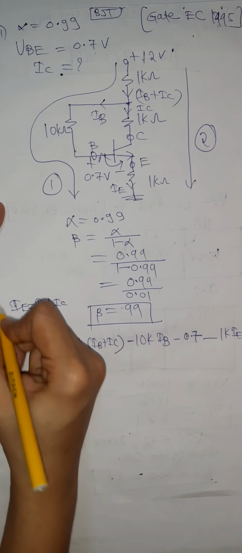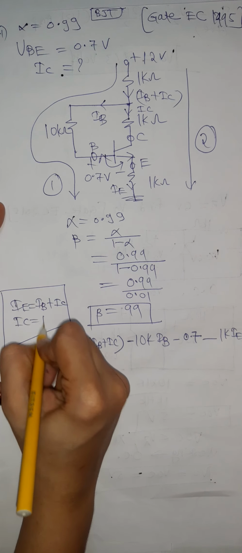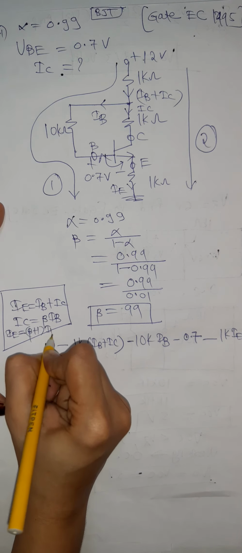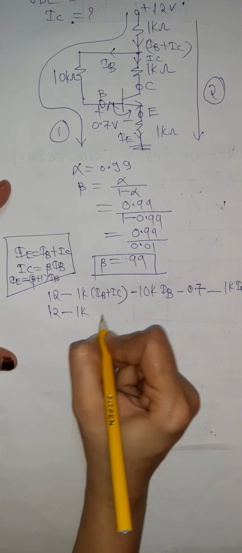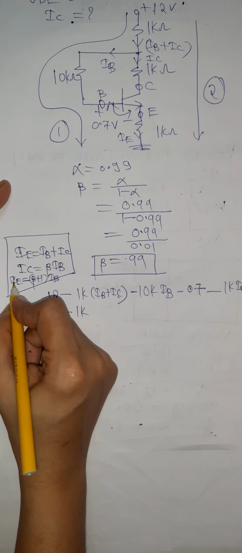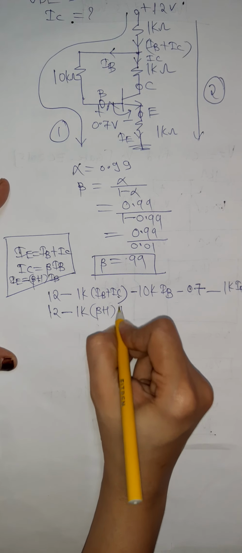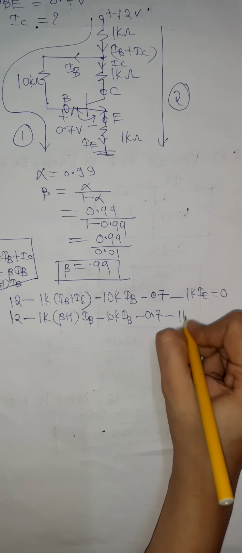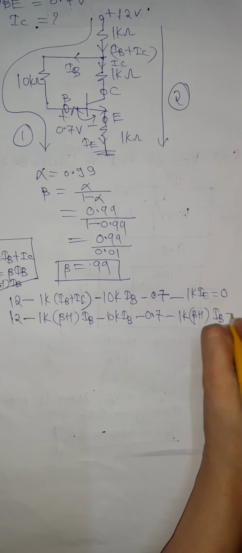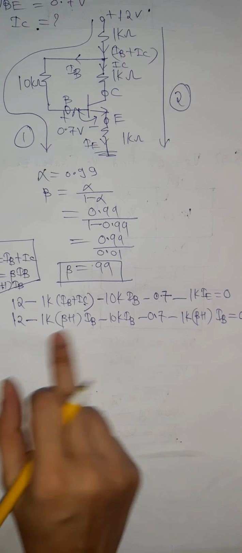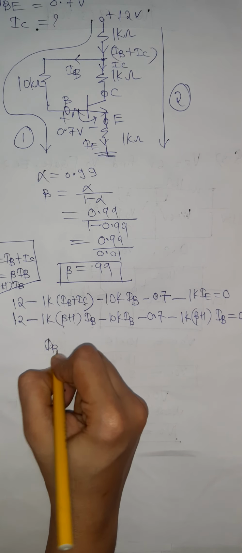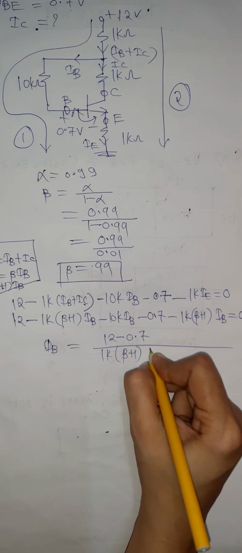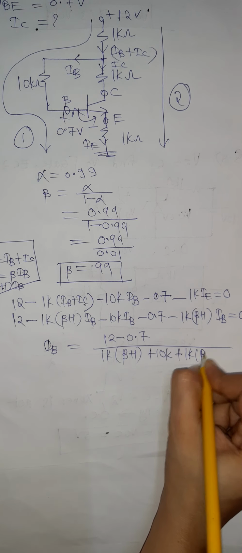But we know IE is equal to IB plus IC and IC is equal to beta IB. So we can replace IE as beta plus 1 IB everywhere. So 12 minus 1k IB plus IC is equal to IE, that is beta plus 1 IB. Beta plus 1 IB minus 10k IB minus 0.7 minus 1k beta plus 1 IB equal to 0. So we can easily find the value of IB, that is base current. So IB equals to 12 minus 0.7 divided by 1k beta plus 1 plus 10k plus 1k beta plus 1.